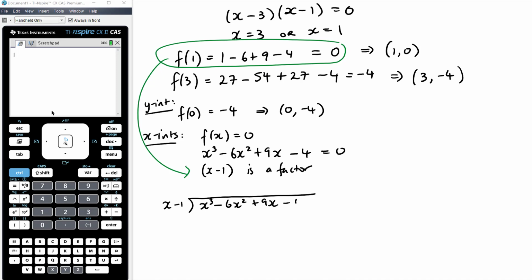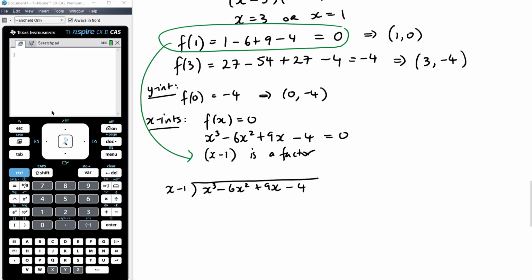You might use synthetic division or a different division technique, that's fine. What do I multiply x by to get x cubed? That's x squared. Multiply x squared by x minus 1, so that's x cubed minus x squared, and then subtract. Negative 6x squared plus x squared is negative 5x squared. Bring down a term, adding 9x.